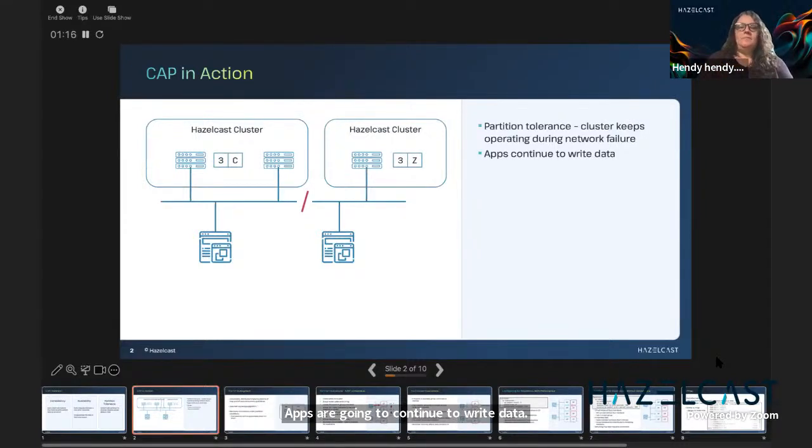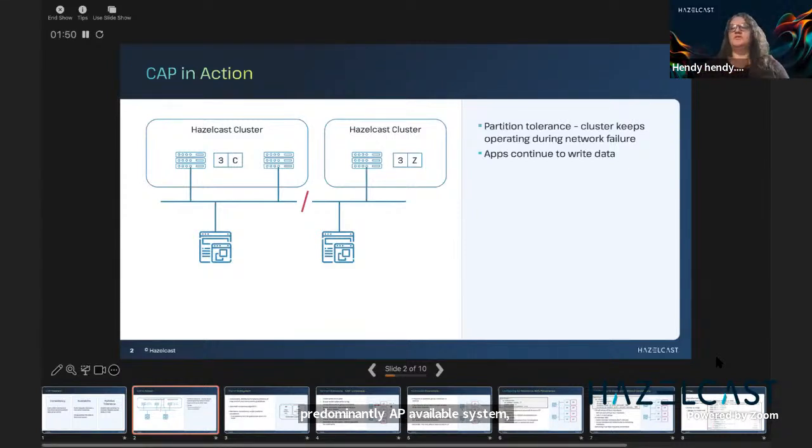So now what happens? Client A updates a map and says that key 3 has a value of C. Client B does the same update, but they update it so that that key has a value of Z. Do we allow that operation to even continue? Do we allow these systems to continue to write when we're in a partitioned state? Now, Hazelcast, as a predominantly AP available system, will allow this to happen.